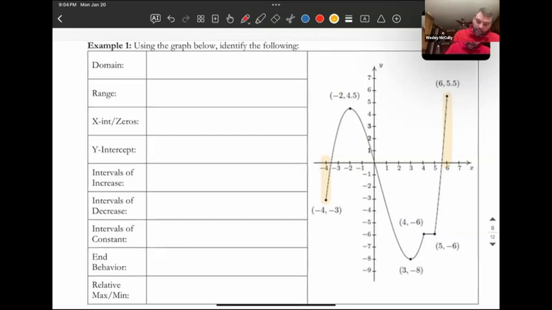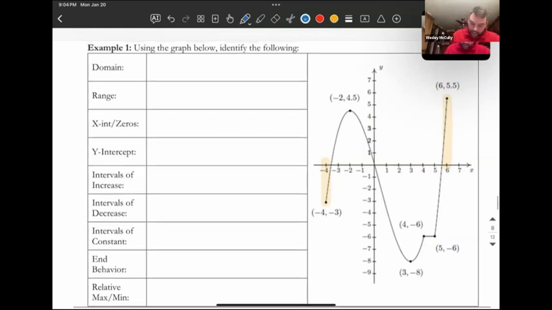Okay, so our interval for this domain is negative 4 is included. So we put a bracket around negative 4 and then comma, and it goes all the way to 6. And 6 is included, so we put a bracket around 6. Okay. In inequality notation, that would be that x is greater than or equal to negative 4, but less than or equal to 6 at the same time.